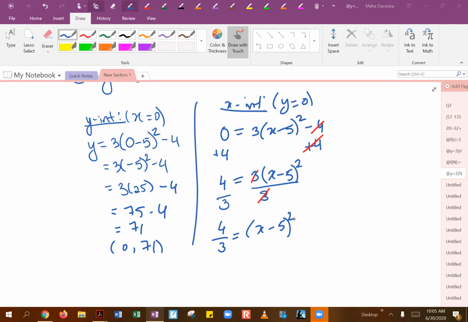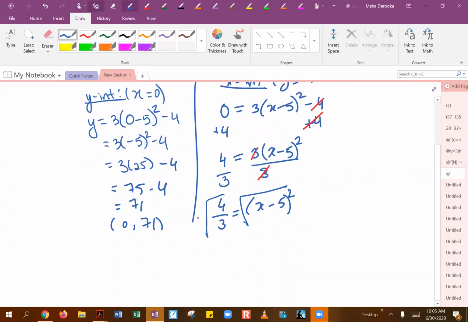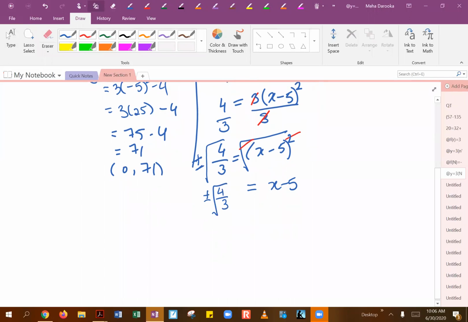So as you can see, we have the (x minus 5) squared on the right-hand side. So again, to get rid of the square, of course, we need to use a square root. So we would need to take a square root on both sides. Now remember, guys, with the square root, you get one positive and one negative root. So the square and square root cancel out on the right-hand side, leaving us behind with just the x minus 5. Now you've got positive and negative square roots of 4/3.